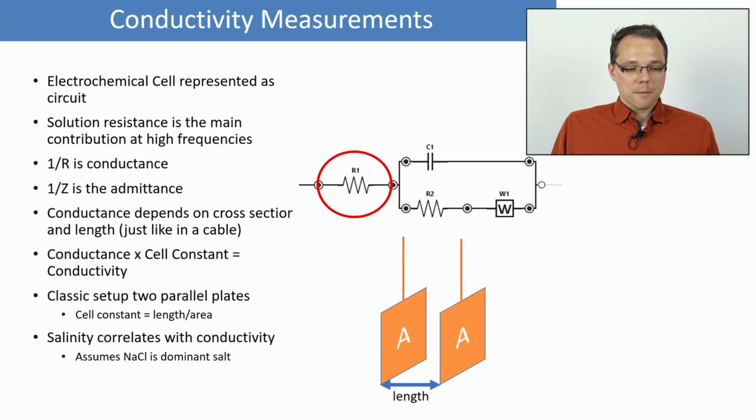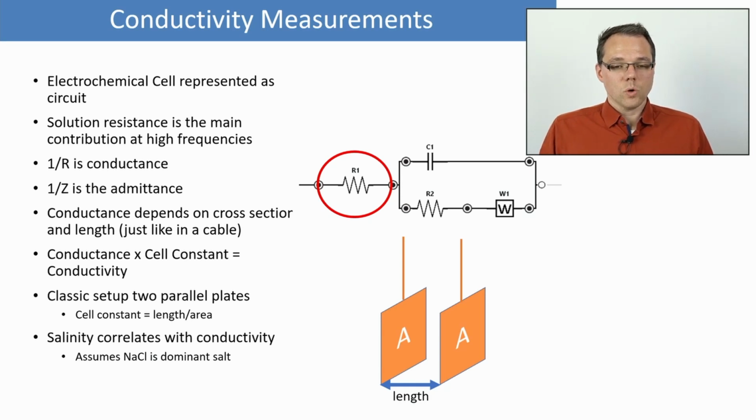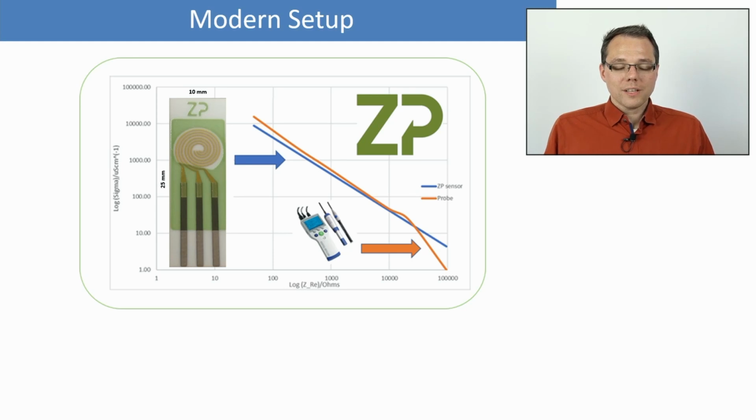Okay, and then I said the salinity correlates with the conductivity. We usually assume that sodium chloride is the dominant salt for most naturally appearing water sources. Okay, this was now the classic setup. You have two plates, and there are quite a number of probes that use that. You see that here on the bottom right, the little picture, and you see the orange curve, how the signal from your probe behaves compared to the conductivity of the solution. Take care, these are both logarithmic scales.